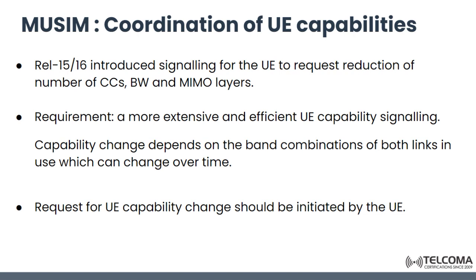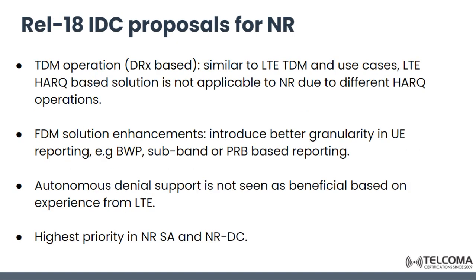Release 15 and Release 16 introduced signaling for a UE to request the reduction of the number of CCs, bandwidth and MIMO layers. There is a requirement for more extensive and efficient UE capability signaling. Capability change depends upon the band combinations of both links in use, which can change over time. A request for the UE capability change should be initiated by the UE.